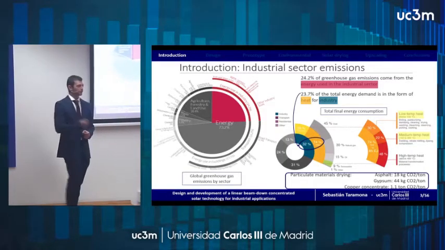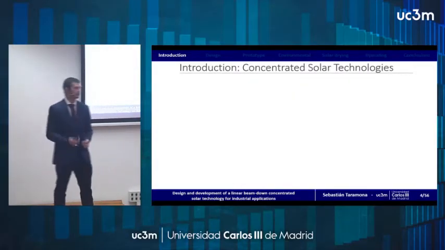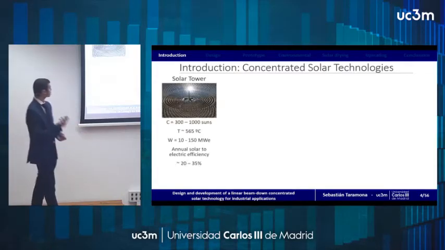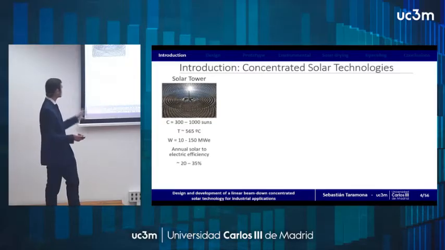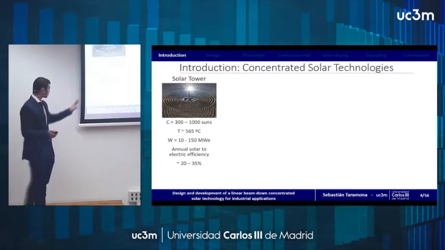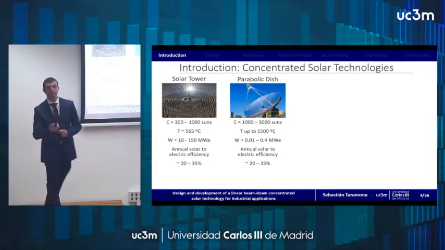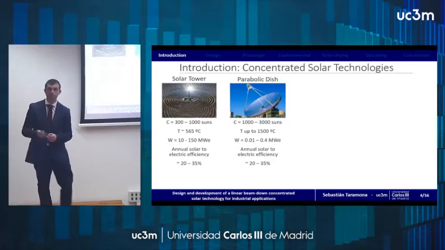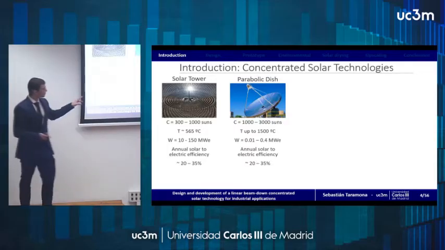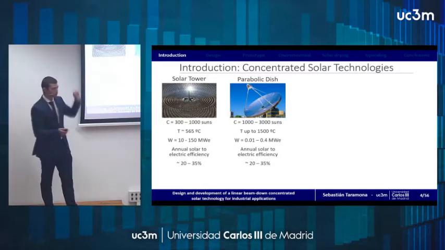So, as I was saying, one of the options that we have to supply this clean energy in the form of heat is using concentrated solar technologies. Among them, we have, for example, solar towers, which operate at approximately 565 degrees Celsius and have up to 35% annual solar-to-electric efficiency. We also have parabolic dishes, which have higher concentration ratios, can reach higher temperatures, and also have good efficiency. These two concentrated solar power technologies, as you can see in the figure, aim all the sun rays at a single target point.